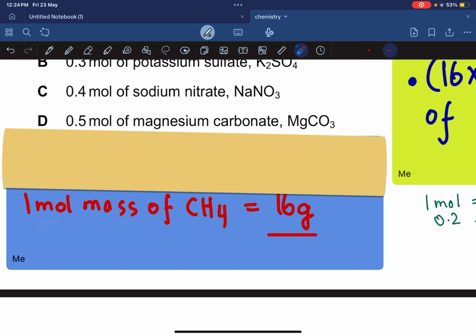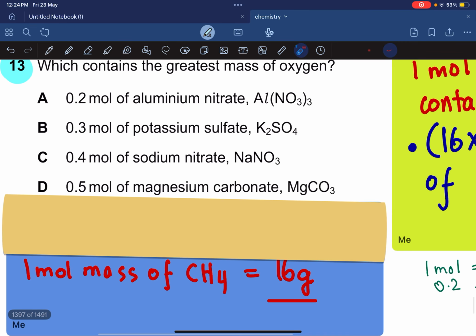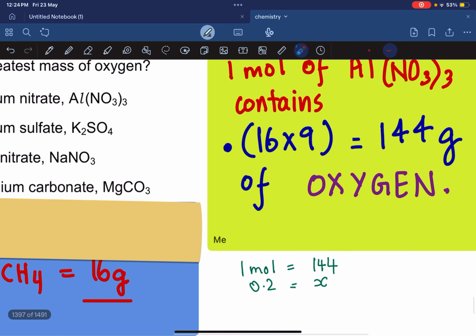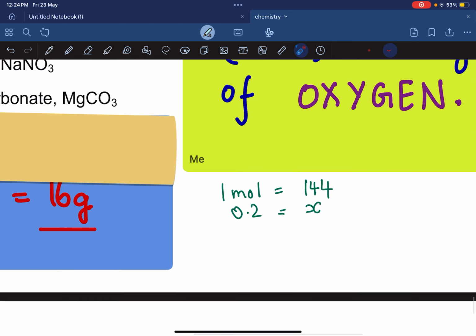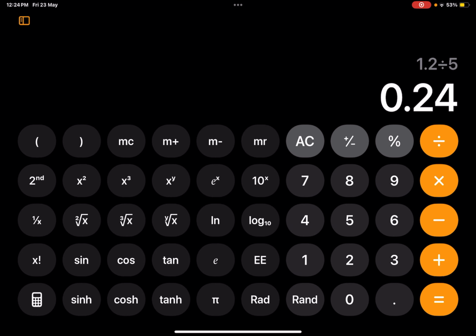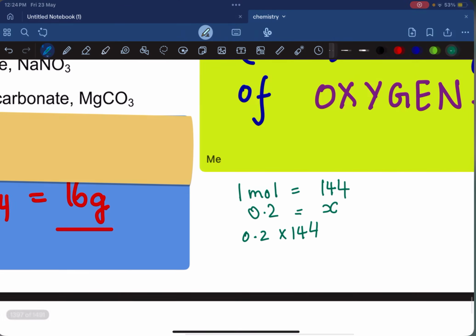So similarly, the mass of 1 mole of aluminum nitrate is going to be its total Mr. So in 1 mole, how many oxygens are you going to have? The mass of oxygen in that substance. So that was easy. From over here, you had to find the value of x by simply multiplying 0.2 with 144. So 0.2 times 144 makes it 28.8 grams of oxygen.